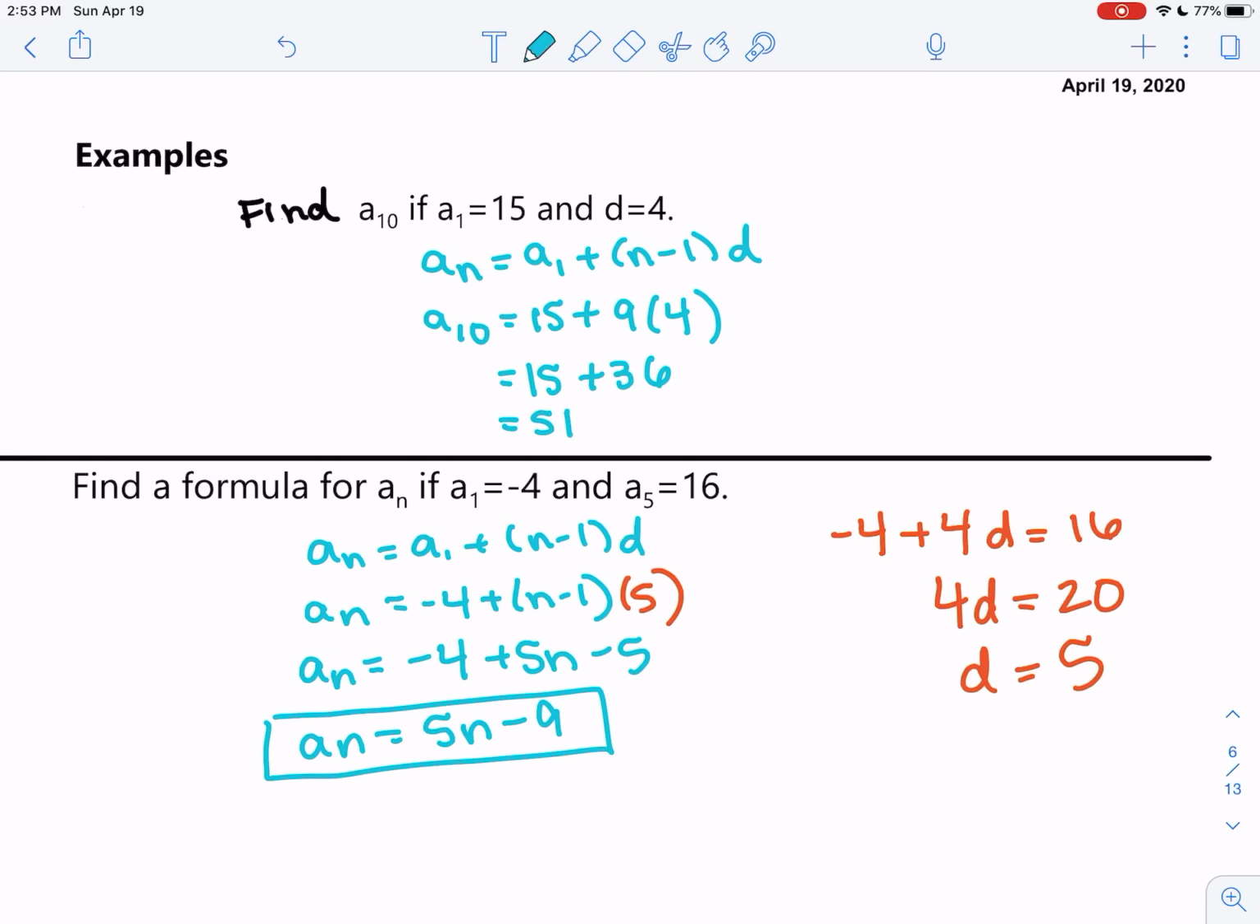Notice that if you replace the n with an x, it should look kind of linear to you. So instead of y equals mx plus b, your slope is your common difference. So there is a lot of similarities between arithmetic sequences and linear functions, all right?